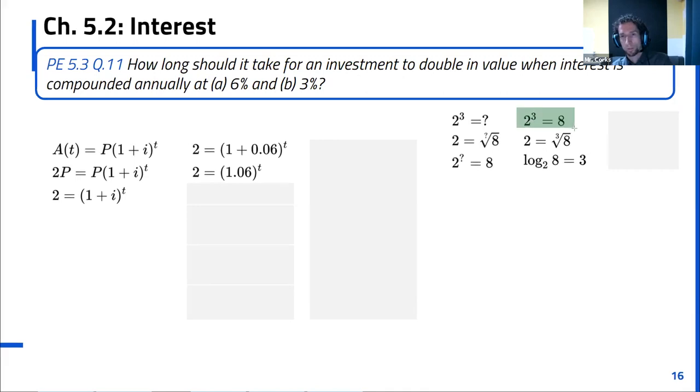So exponents, 2 to the exponent 3 will give us 8. A root, so cube root of 8 gives us 2. And then we have this other option called logarithms to figure out what's the exponent. So this thing here is basically saying 2 to what exponent gives us 8. So log base 2 of 8 is equal to 3. So 2 to what exponent gives us 8? Well, it's 3.